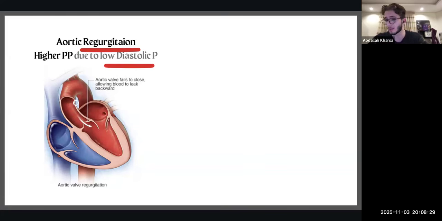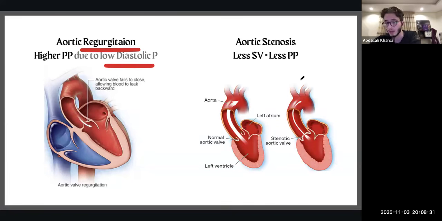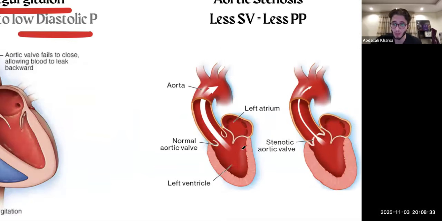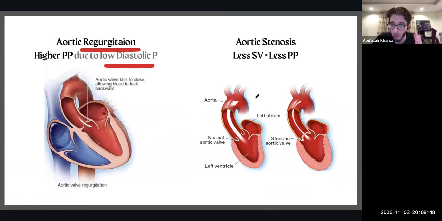Another example is something called aortic stenosis. Aortic stenosis is basically when the aortic valve is narrowed. It's closed up a little bit. If the aortic valve is narrowed, you're going to be able to eject less blood, pushing through a smaller hole. So there's going to be a smaller stroke volume. This is connected directly: less stroke volume means less pulse pressure.